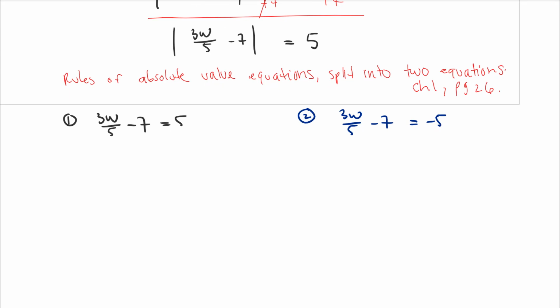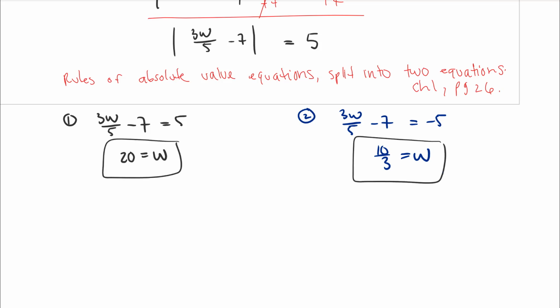So now, if I were to solve this first one by itself, I would go ahead and get 20 is equal to w. And if I went ahead and got w by itself for my second equation, I would get that 10 over 3 is equal to w. So those would be my final answers: 20 is equal to w, and 10 over 3 is equal to w.